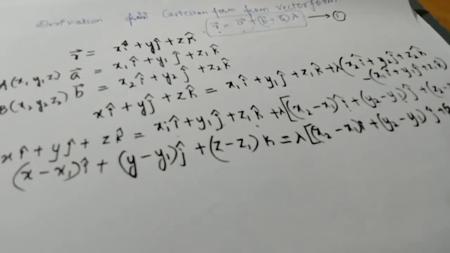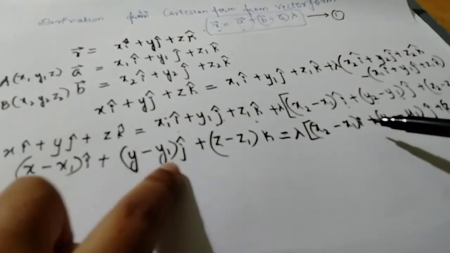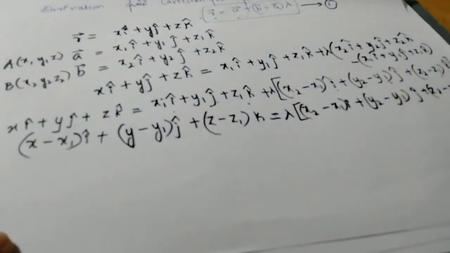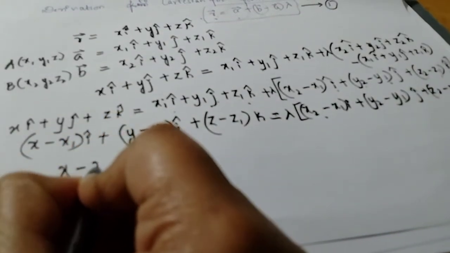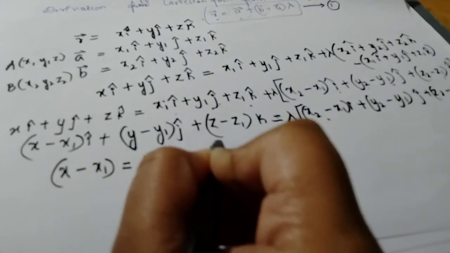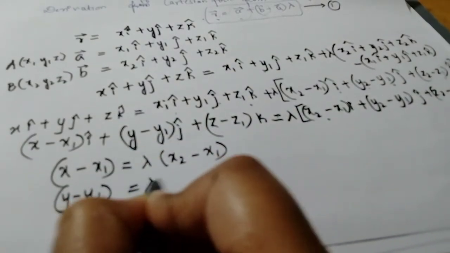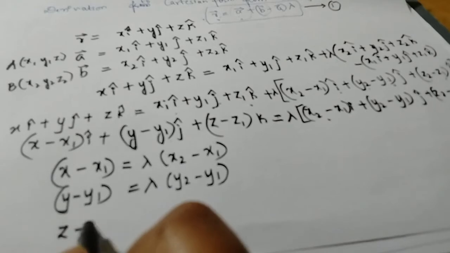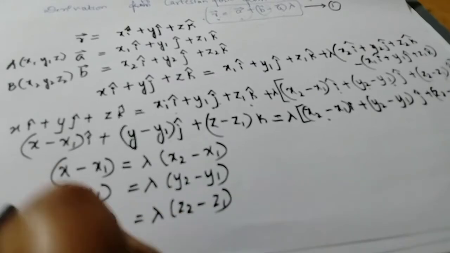Okay, now the next part is very simple. You have to compare the coefficients. I with I coefficient, j with j coefficient, and k with k coefficient. So after comparison, for lambda, the first one compared gives x minus x1 is equal to lambda times of x2 minus x1. Y minus y1 is equal to lambda times of y2 minus y1. Okay, next, z minus z1 is equal to lambda times of z2 minus z1 on comparing.